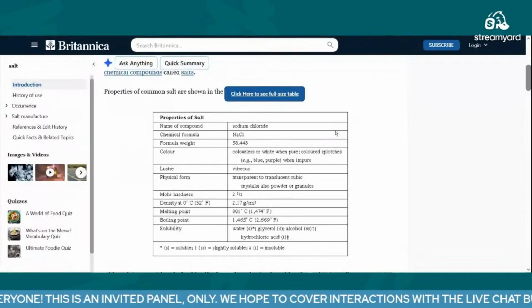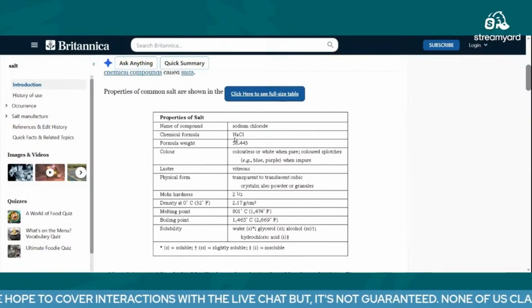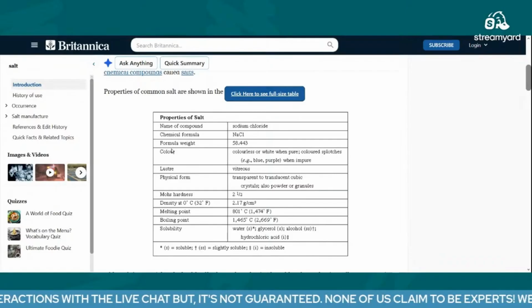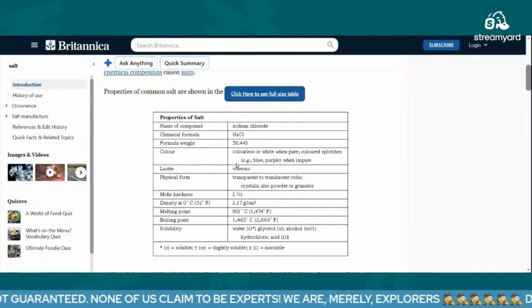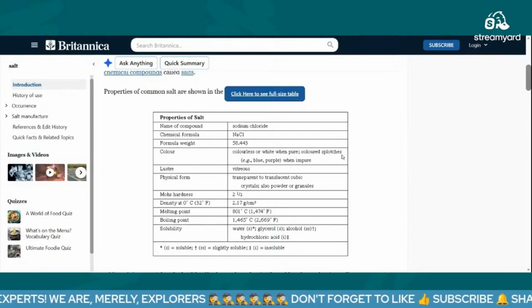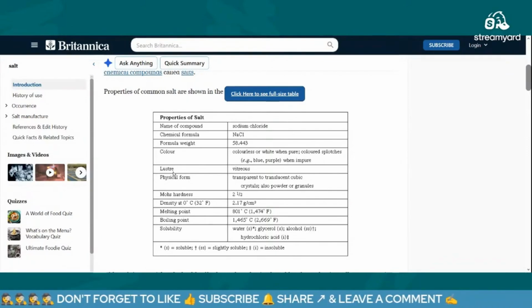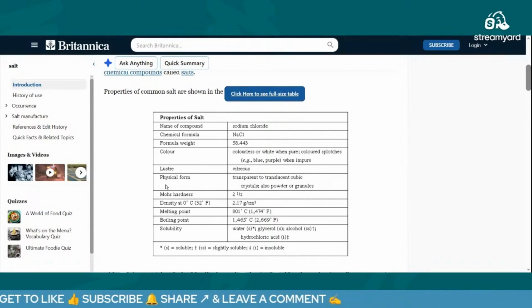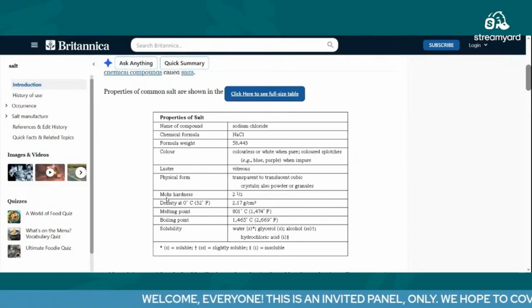Right. Properties of salt. Name of compound, sodium chloride. Chemical formula, NaCl. Formula weight, 58.443. Color, colorless or white when pure. Colored splotches, e.g. blue, purple, when impure. Lustre, vitreous. Physical form, transparent to translucent cubic crystals, also powder or granules. I don't know what this is.